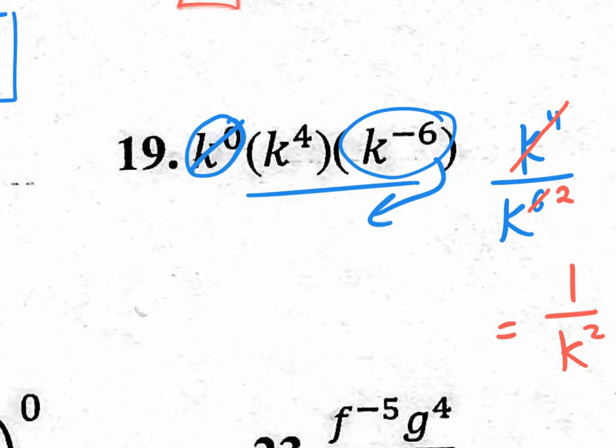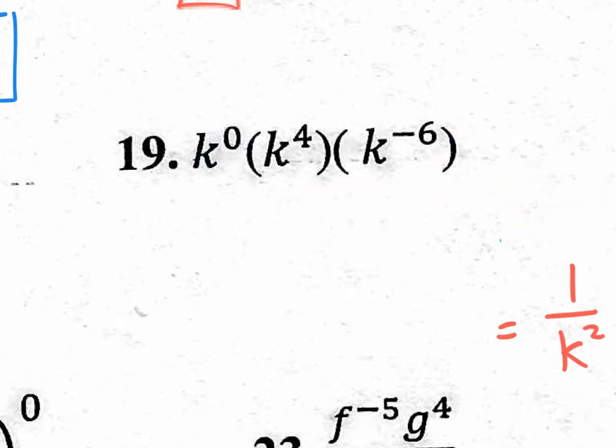Yes? Okay, now let me go back. I want to keep my answer right there, but let me go back and do this problem a different way. I already know that k to the 0 is 1. And then I could apply rule 1 and say k to the 4th times k to the negative 6. I'm going to add the exponents. So I really have k to the, and let's think about this.